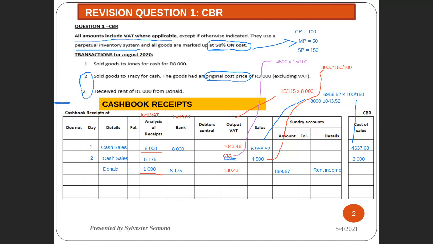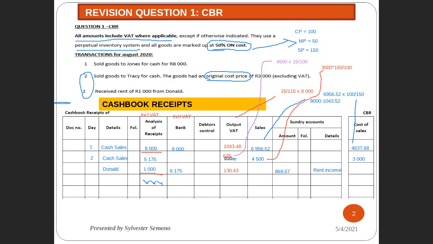Now, what I want you to do, guys, help me now. We need to find the total. We need to add all the columns except analysis of receipts. I repeat, we do not add analysis of receipts. Do not at all. I can penalize you sometimes. So here, please do not add. I'm just going to put something like this. Do not add. We only add other columns except analysis of receipts.